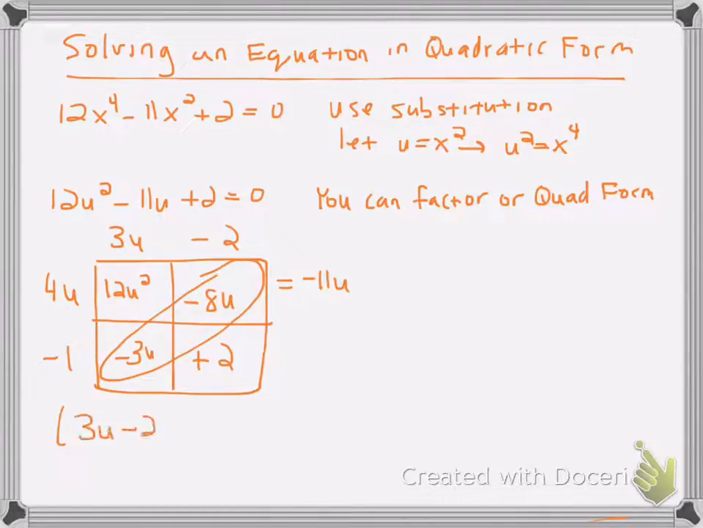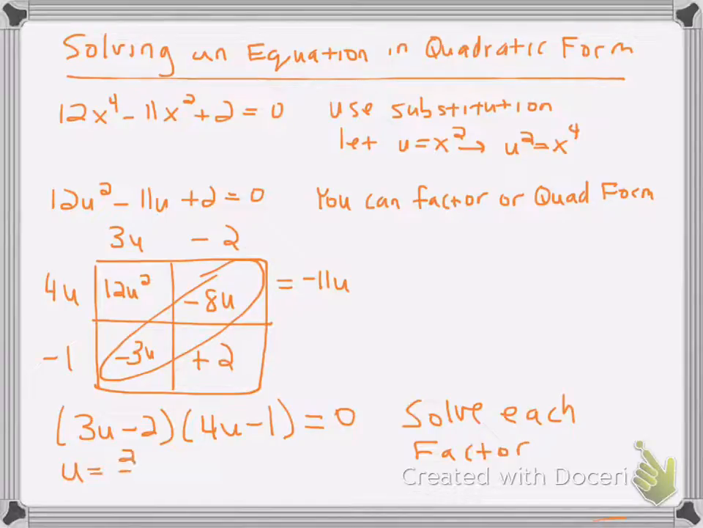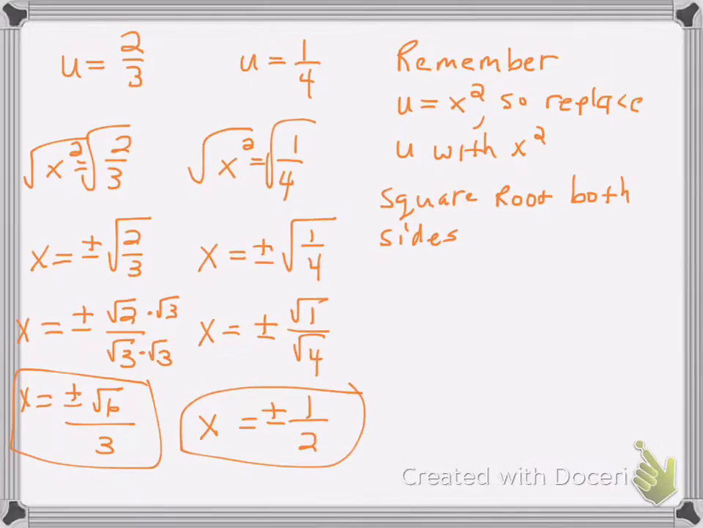So now I've factored this as 3u minus 2 times 4u minus 1, and that equals 0. Now remember, we still have to solve. We're not done with this. So we're going to solve each factor. I'm going to set them equal to 0, and you'll get 2/3 and 1/4. Now we're not done with this problem. Remember, we started with x's, and we don't have that right now. We have u's. So we're going to have to finish this problem up by replacing u with your x's and solving for x. All right, so that's the next part.